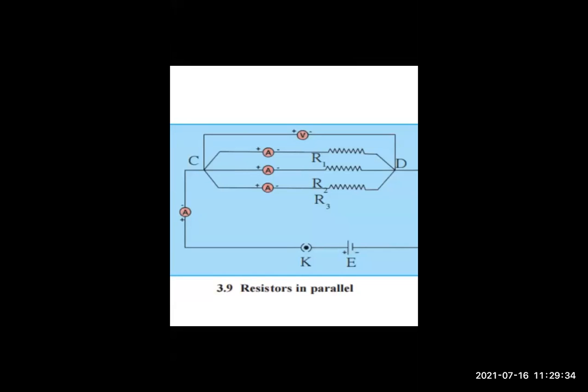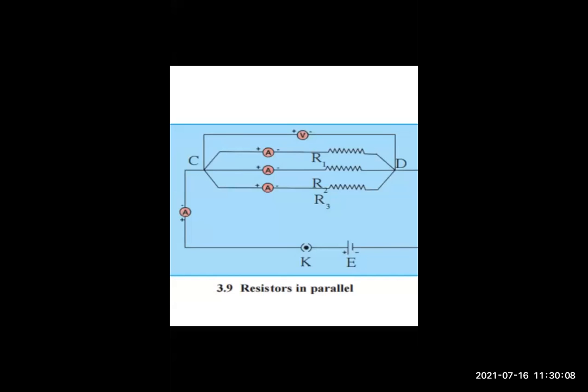And here V is the potential difference between C and D. So here V is constant. That means we have to write only V. Then what about current? Current is different. I1, I2, I3 are the currents flowing through R1, R2 and R3. Now we have to calculate the total current flowing. Total current I is equal to I1 plus I2 plus I3.